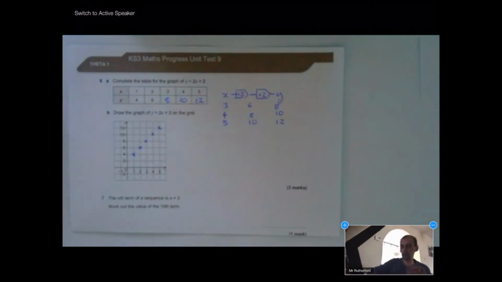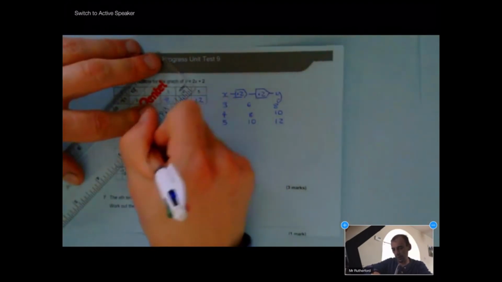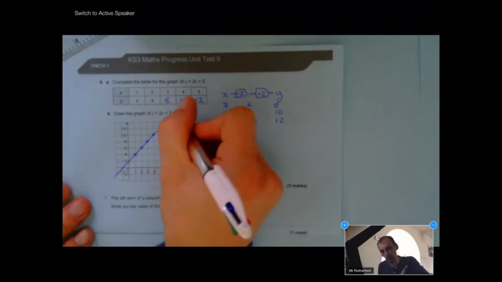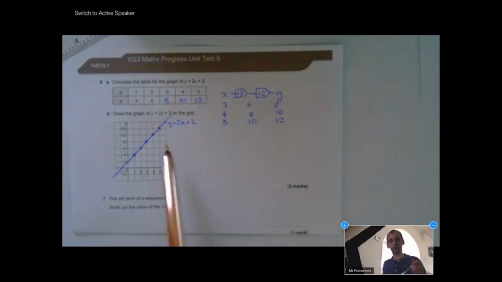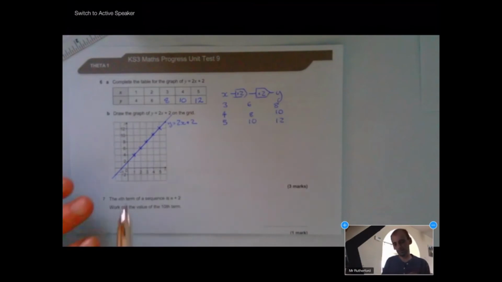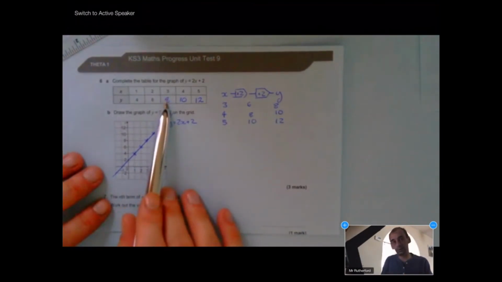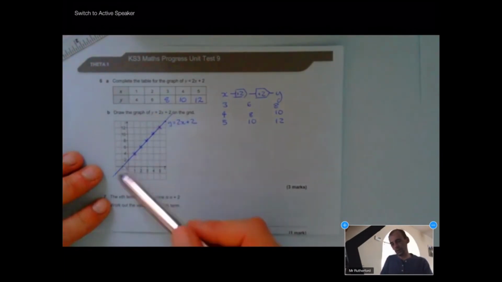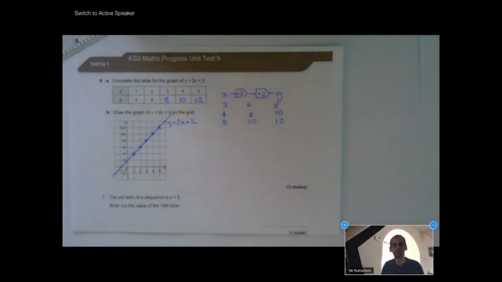Now we join those with a straight line and we extend our straight line as far as our axis will allow. So that is the graph of y equals 2x plus 2. So every single x coordinate is multiplied by 2 and then has 2 added to it to get y. Okay, well done if you got that correct. That'll be 1 mark for filling in these numbers in the table, 1 mark for plotting the points, and the final mark of the 3 for drawing a straight line through them.